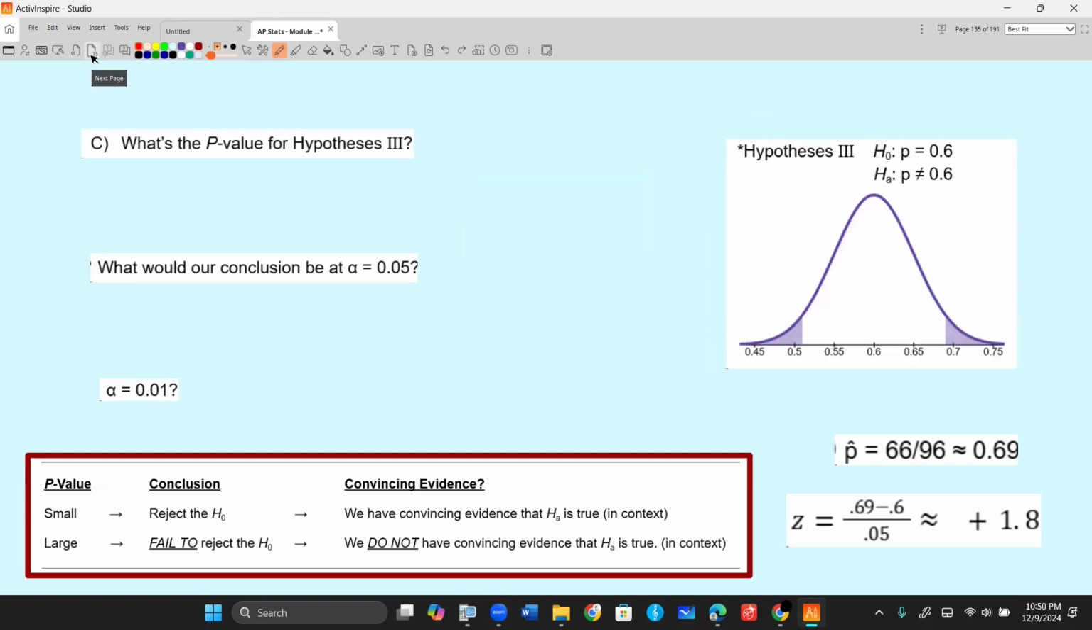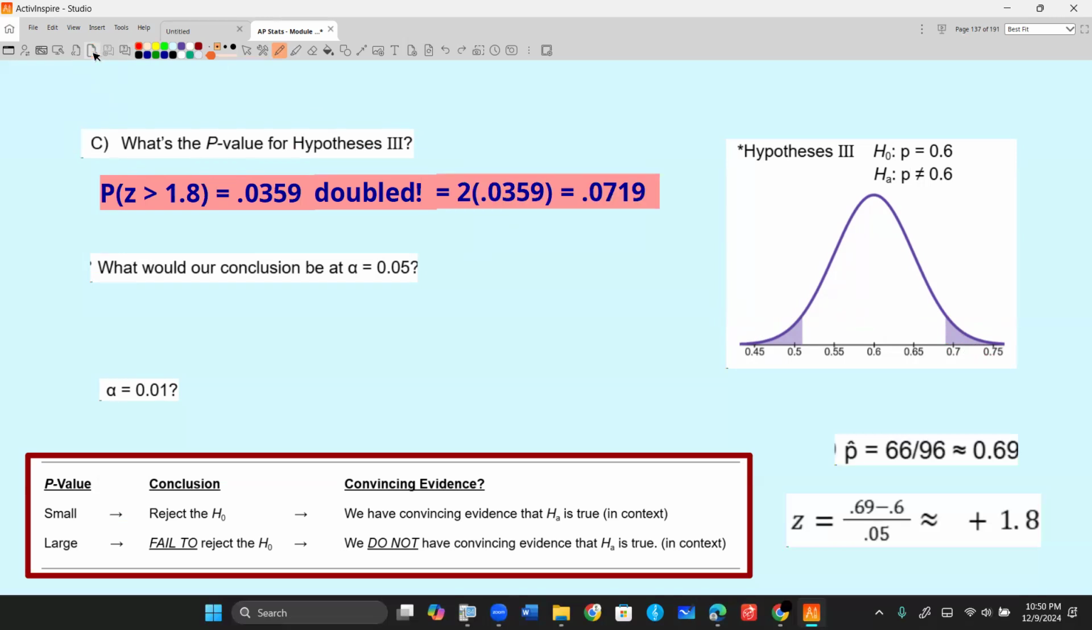Let's look at hypothesis 3. Now, what's the p-value when I have a not equal to? Well, it's going to be our first one, but it's going to be doubled. So remember, we got about 3.59% for just greater than 1.8 as a z-score. So if I double that, it's going to be 0.0719. So it's going to be the left and the right side of that normal curve. What's our conclusion going to be for alpha is 0.05 and alpha is 0.01? Well, in this case, that p-value is going to be greater than both. So we're going to fail to reject it. We don't have enough evidence to overturn those results and conclude the alternative here.